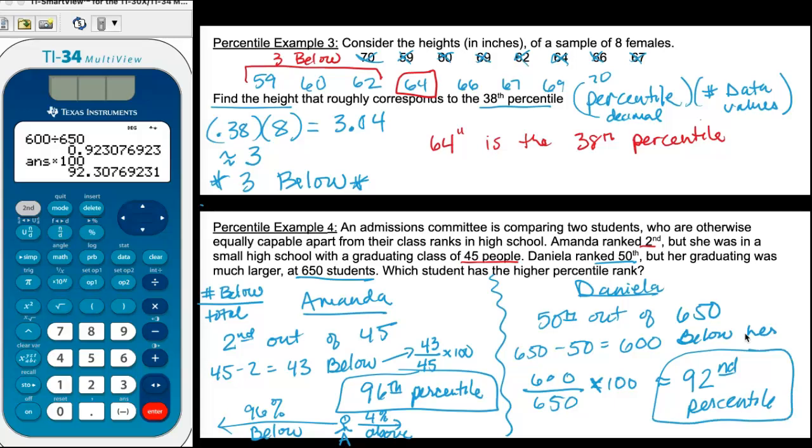So compared to Amanda, if we draw a picture for Daniela, she scored above 92% of people, and there are 8% of people that are above her. So you can see there are more people that scored higher than Daniela than Amanda. Only 4% scored above Amanda. And so in the end, even though they both look like great students, Amanda is stronger based on her percentile since her percentile is higher.